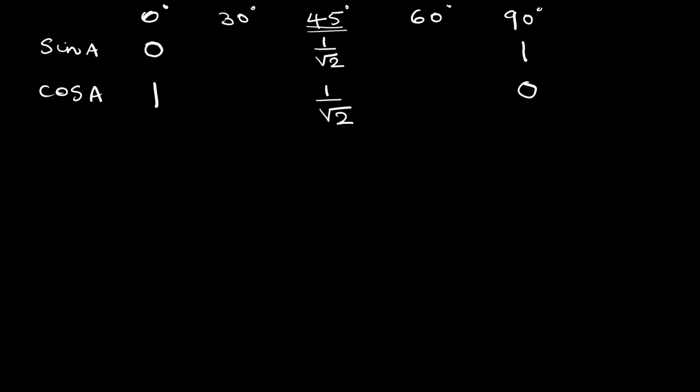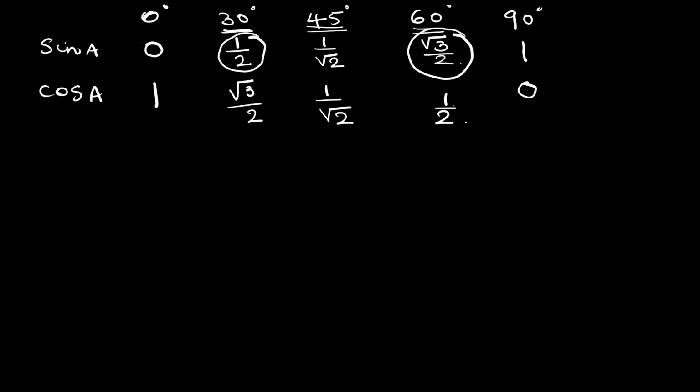Next we'll write for 30 degree and 60 degree. For sin A, sin 30 is 1 by 2 and sin 60 is root 3 by 2. Now for cos we take first this. Cos 30 is root 3 by 2. And for 60, we'll write this 1 by 2. This is sin A and cos A.